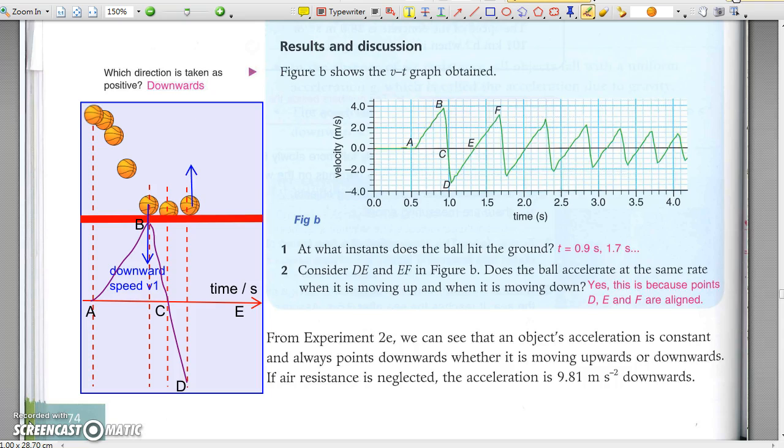So BCD represents the first rebound. B is the point when the ball just touches the ground, and D is the point the ball is about to leave the ground, and C is the point when the ball is distorted most and the ball is instantaneously at rest. The slope of BD is the upward acceleration during the rebound.